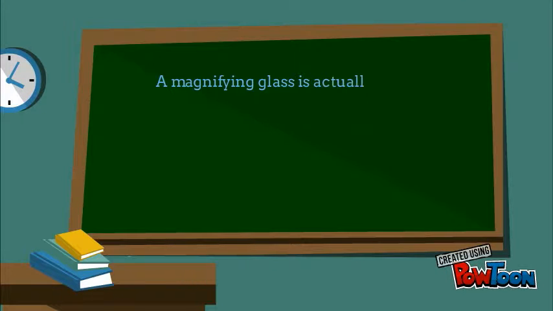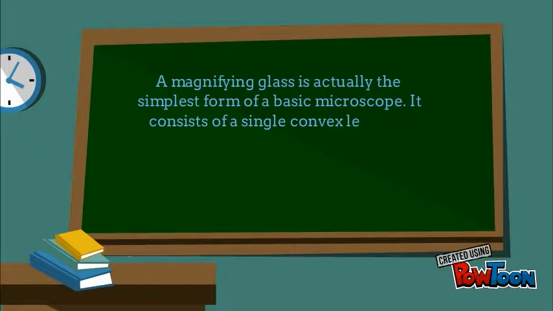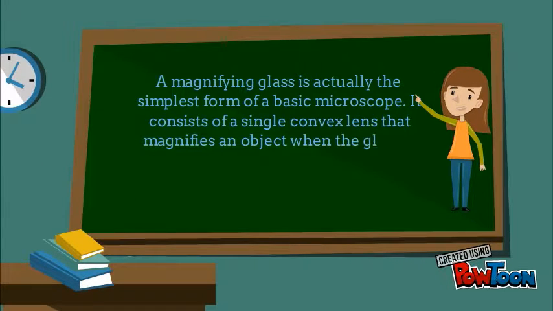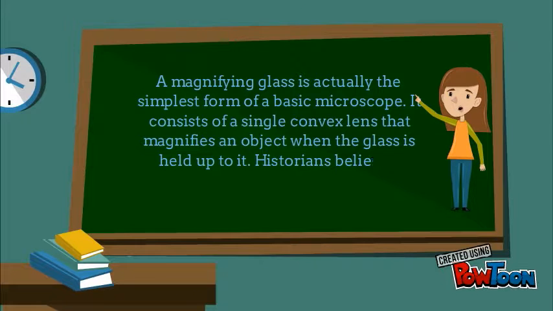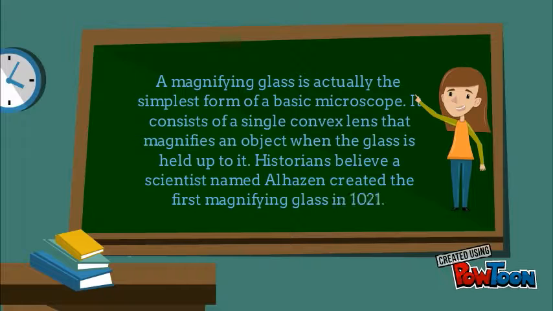A magnifying glass is actually the simplest form of basic microscope. It consists of a single convex lens that magnifies an object when the glass is held up to it. Historians believe a scientist named Alhazen created the first magnifying glass in 1021.